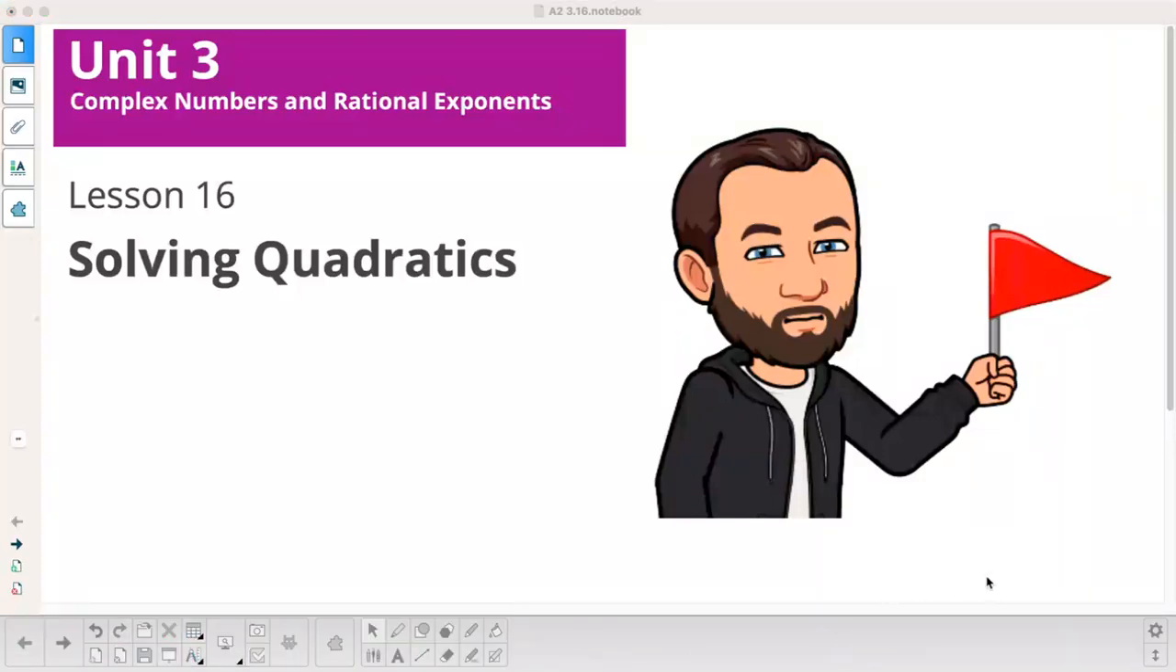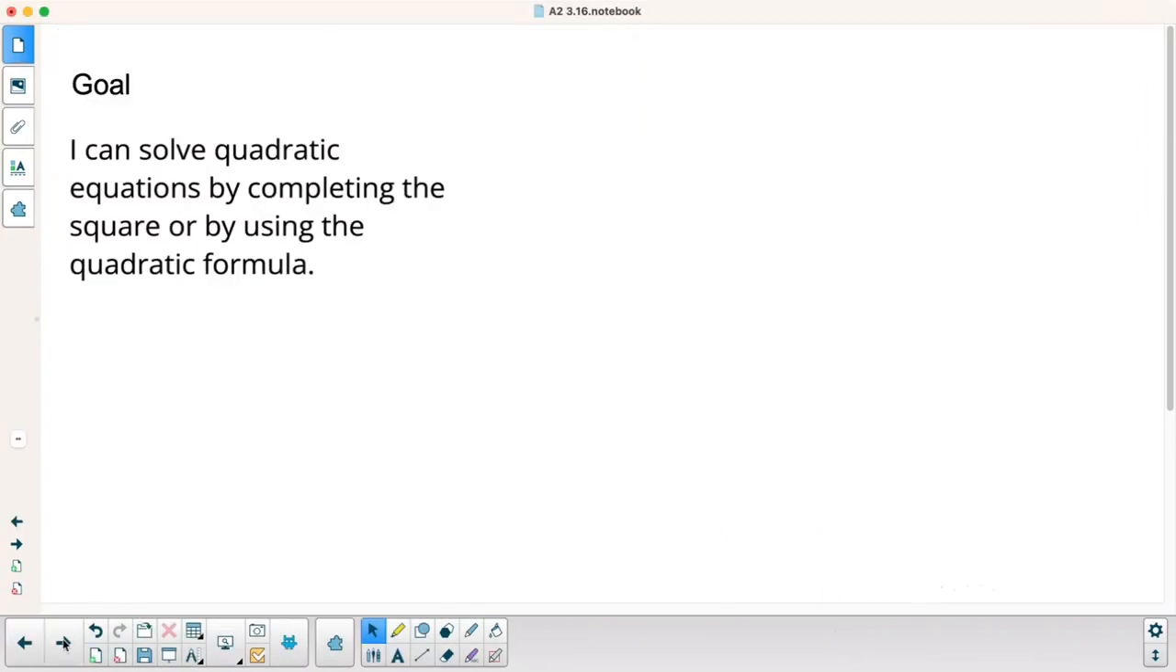Okay, Illustrative Math, Unit 3, Lesson 16 is called Solving Quadratics. So the goal is: I can solve quadratic equations by completing the square or by using the quadratic formula.